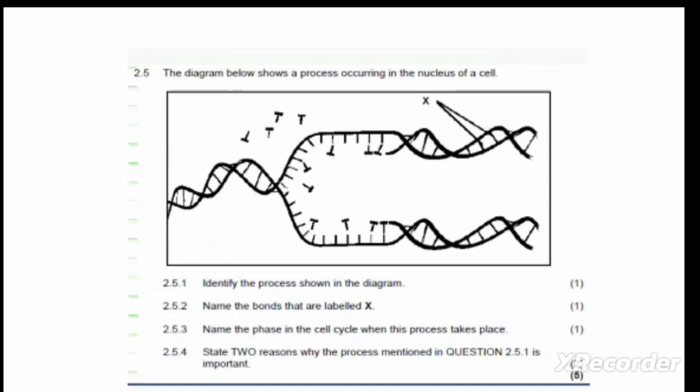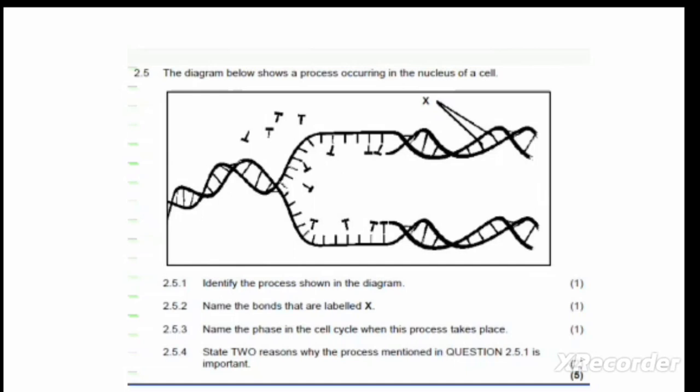Name the bonds that are labeled at X. You know, in DNA molecule we have a weak hydrogen bond. Name the phase in the cell cycle in which this process takes place. Interphase. State 2 reasons why the process mentioned is important. It doubles the genetic material, it keeps chromosome number constant, it creates genetically identical daughter cells.